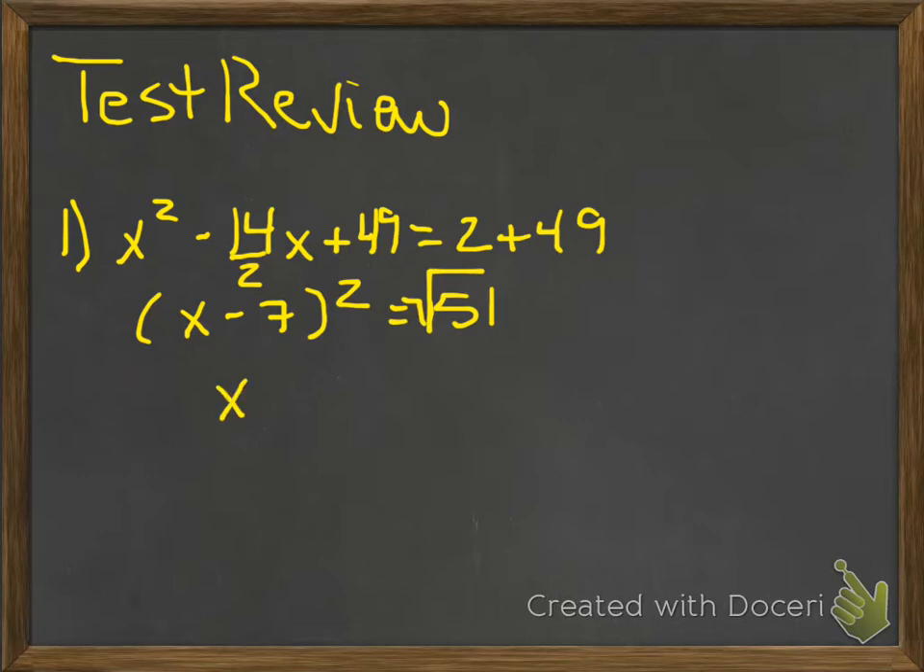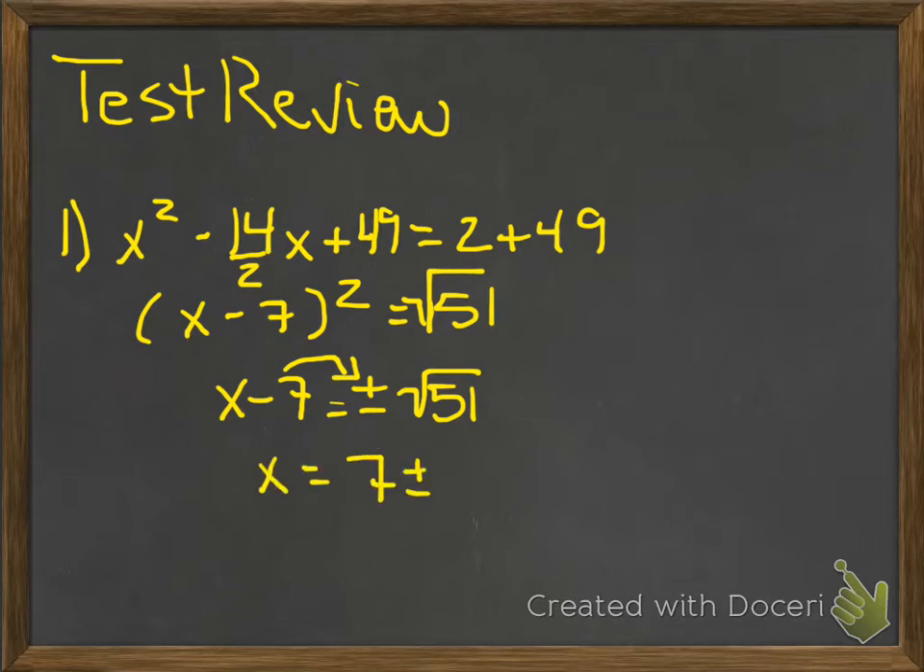To get rid of the square, we take the square root. That leaves me with x minus 7 is equal to plus and minus the square root of 51. Move the 7 over, so add 7, and you get x is equal to 7 plus and minus the square root of 51. There is no way to further simplify that. That's just 3 times 17, so you're done.